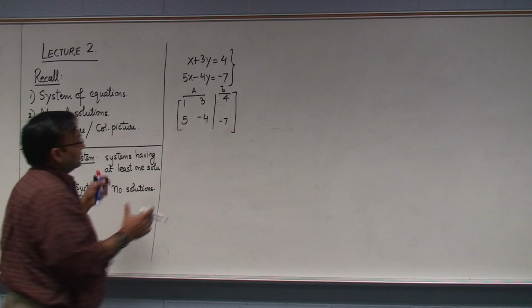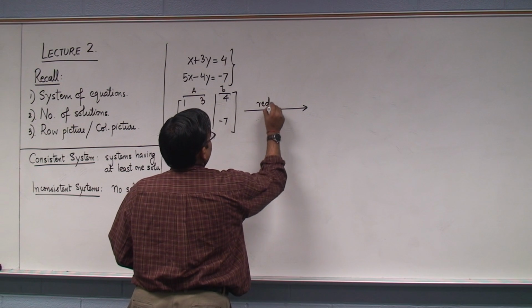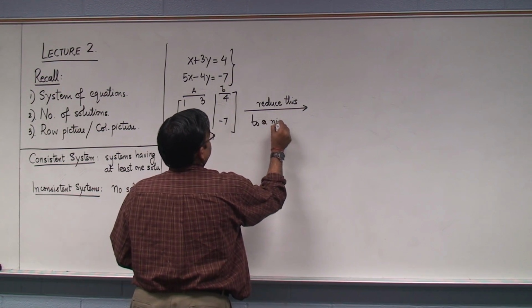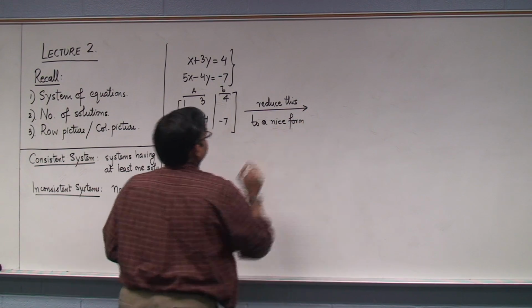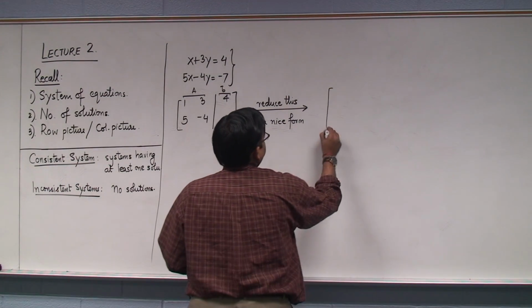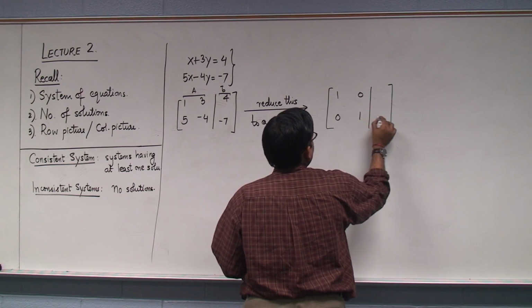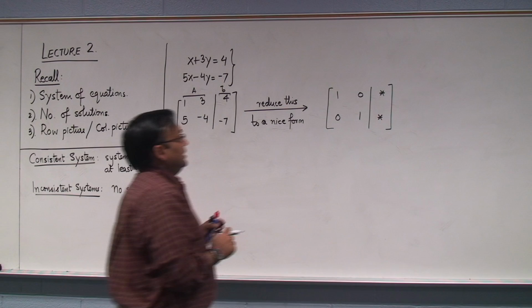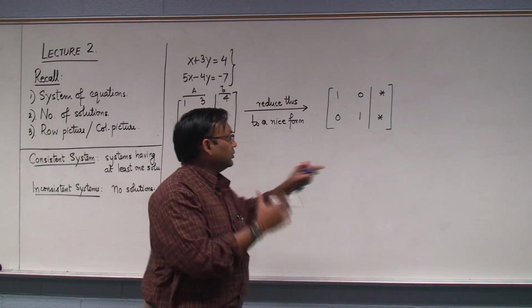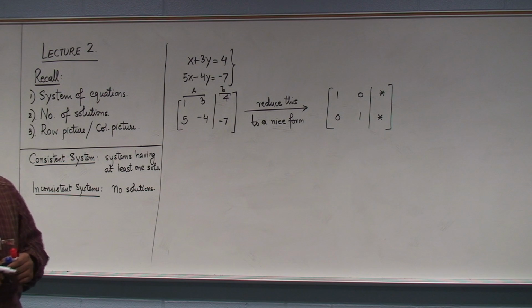What we want to do is, given the system of equations, reduce it to a nicer form. And what I mean by a nice form will be clear in a moment. We want to reduce it to a nice form, say something like this: 1, 0, 0, 1, and something comes up here, something comes up here. We shall see the advantage of reducing it to that nice form. Once we have this form, we will be able to read out the solutions fairly quickly, and hence we would know whether the system is consistent or it is inconsistent.